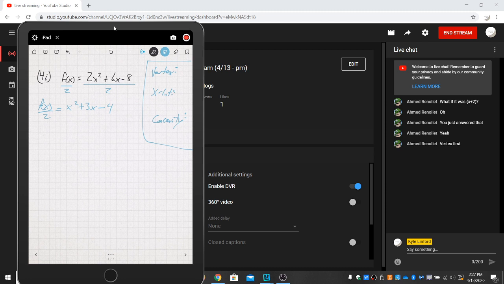Now I can complete the square. What I'm going to do is add 4 to both sides. So I get f of x divided by 2 plus 4 equals x squared plus 3x. I have to take 3, divide it by 2, and then square that. Okay, well, obviously this isn't going to give us a whole number, and that's okay. Don't always expect it to. Let me grab my calculator real quick.